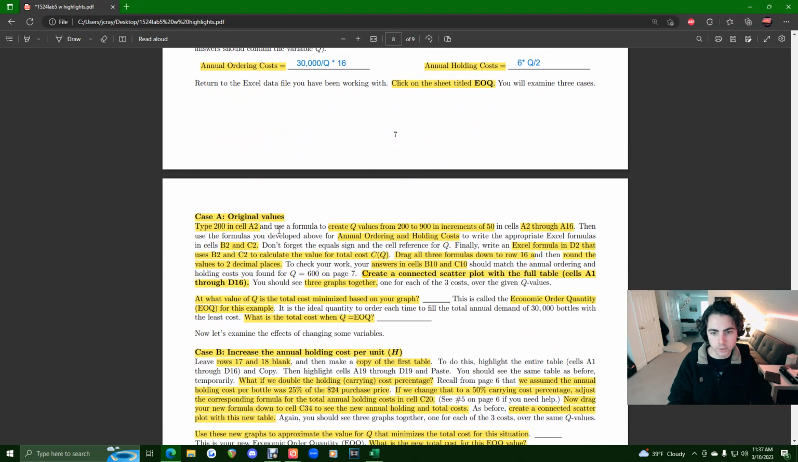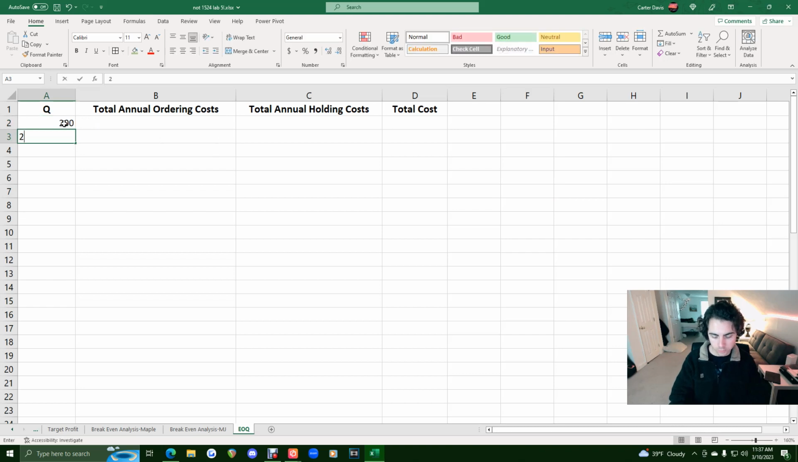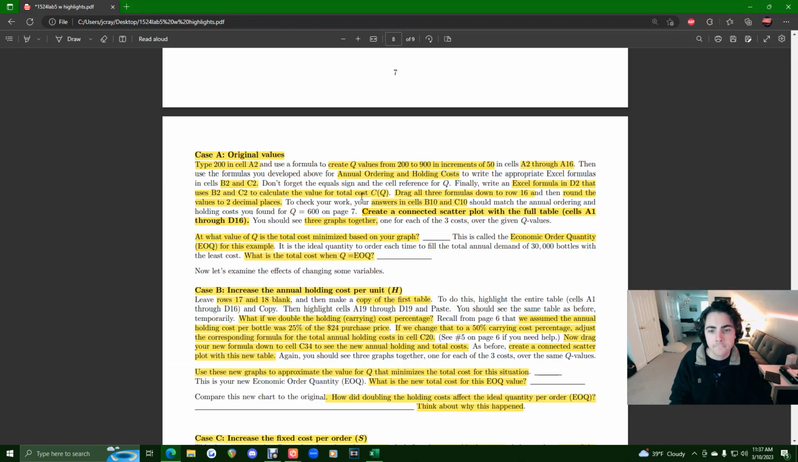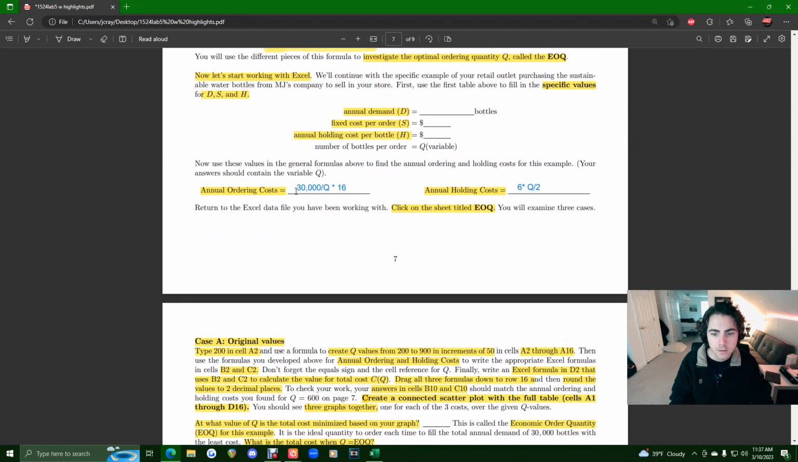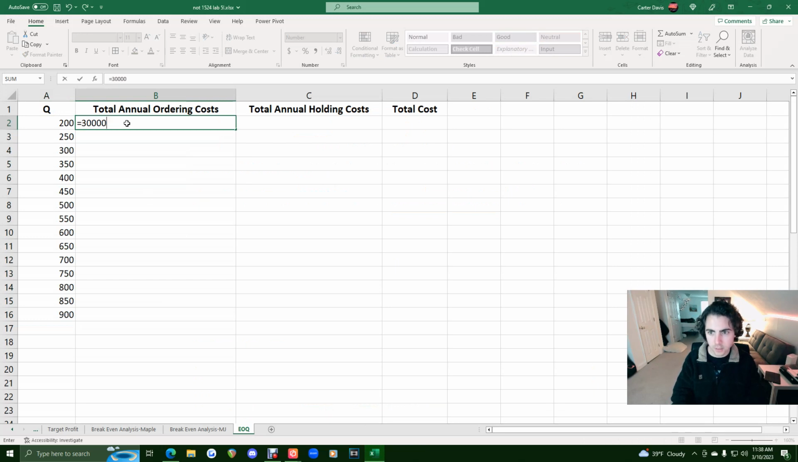You'll examine 3 cases. Type 200 in A2 and go from 200 to 900 in increments of 50. Okay. 200, 250. Highlight these two. We're going down to 900. Easy peasy. Use the formulas for ordering and holding costs to write the appropriate formulas in B2 and C2. Okay, yeah, we're still using these values. So equals 30,000 divided by Q times 16. All right, hit enter.